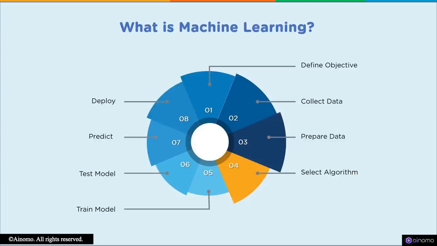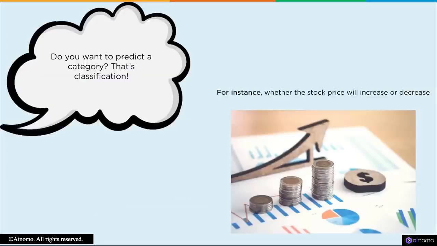And we do have some basic divisions of what machine learning does that's important to know. For instance, do you want to predict a category? Well, if you're categorizing things, that's classification. For instance, whether the stock price will increase or decrease. So in other words, I'm looking for a yes-no answer. Is it going up or is it going down? And in that case, we'd actually say, is it going up?